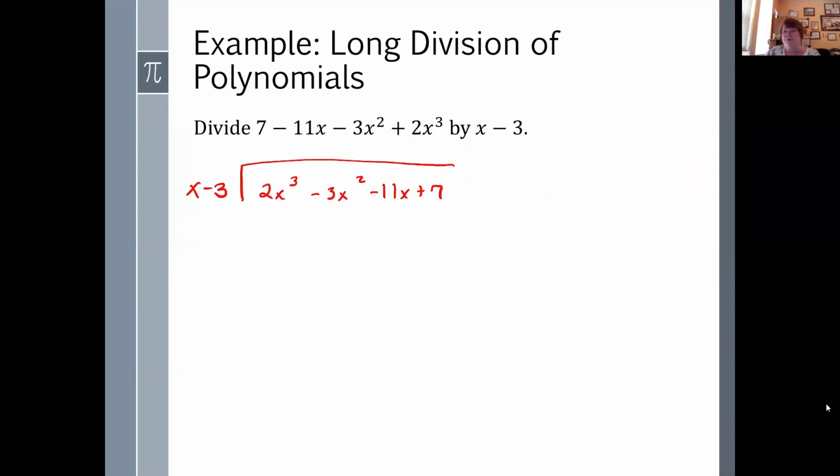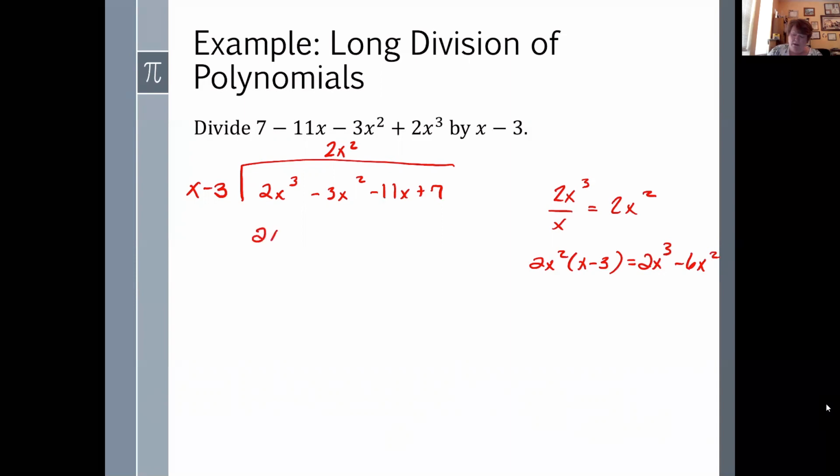All right, so first term in divisor into first term in dividend, 2x to the third divided by x is going to give me 2x squared. So the first term in my quotient is 2x squared. Take the 2x squared, multiply it by the divisor, 2x to the third minus 6x squared, and write that underneath the dividend. Change that plus to minus, that minus to a plus.